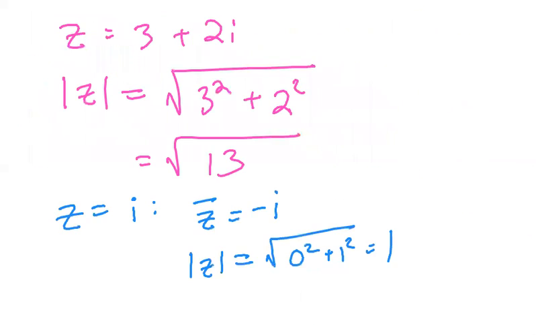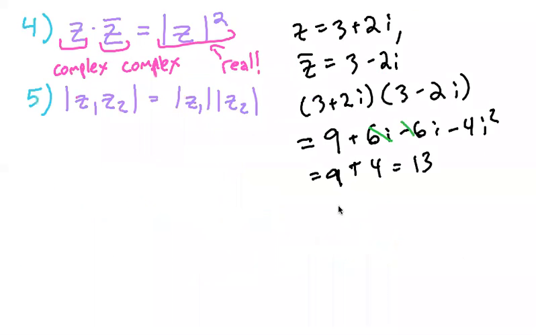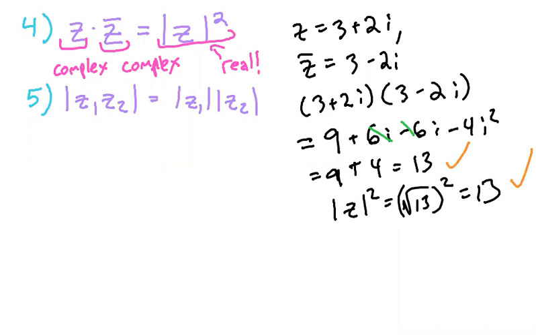And way back here, what was the modulus? The modulus was the square root of 13. So if we take the modulus of z squared, we get the square root of 13 squared, which is 13. So once again, this checks out. Our fifth property here: the modulus of a product is the product of the moduli.